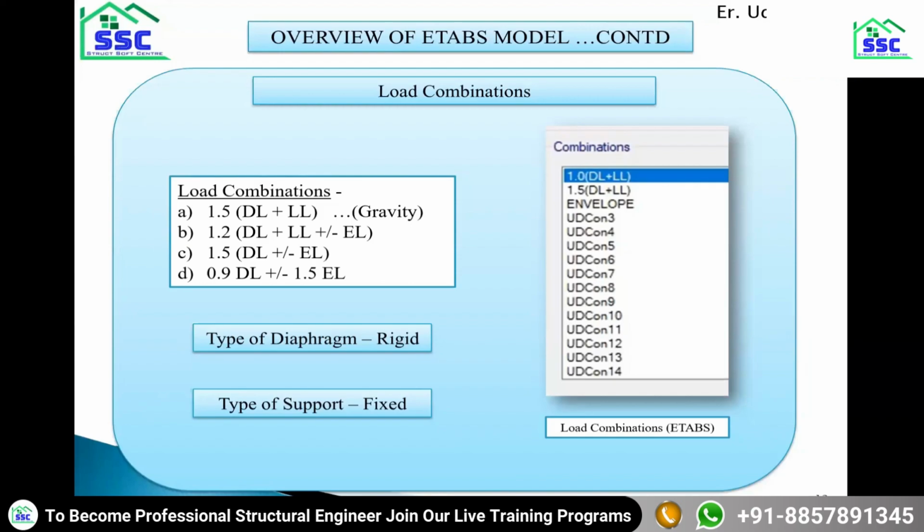There is one more combination, which is envelope. The main purpose of envelope is to combine the results of all the load combinations together so that we will get the worst results out of all the load combinations whenever we want to view them. So that is the load combination of envelope. If anyone does not know what an envelope load combination is, they can just search on Google or study the Etabs manual and they will get an idea. So this was about load combinations.